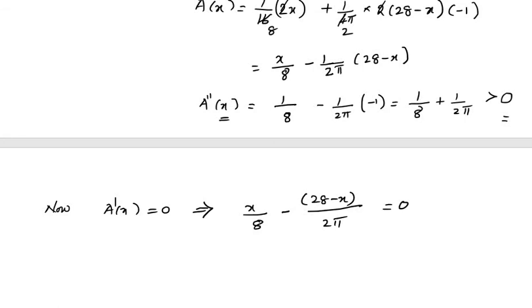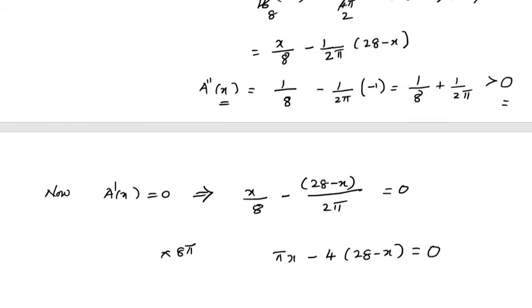Now take LCM and simplify, or multiply through by 8 pi, whichever you feel convenient. LCM is 8 pi. If I multiply through by 8 pi, 8 and 8 get cancelled, and here I am getting pi x. Here, 8 pi get cancelled, 8 and 2 also get cancelled. Therefore, I will be getting 4 into 28 minus x, that is equal to 0. Right, understood? If I take LCM, the same thing you will get. Now simplify, and from this you get the value of x.